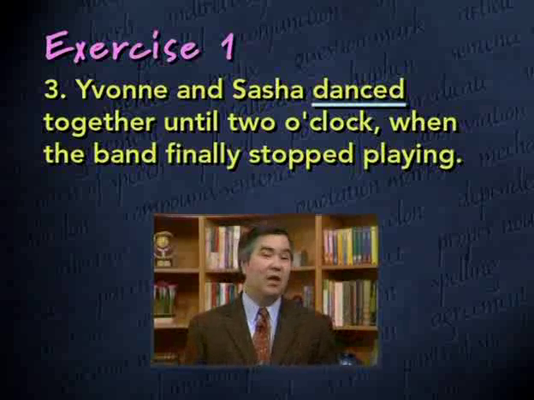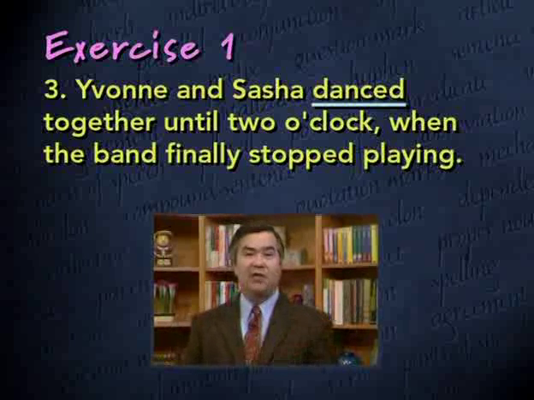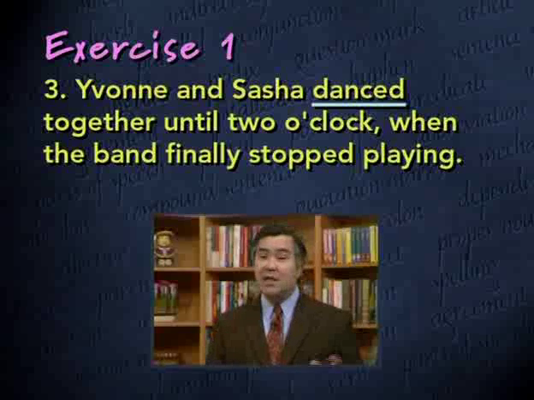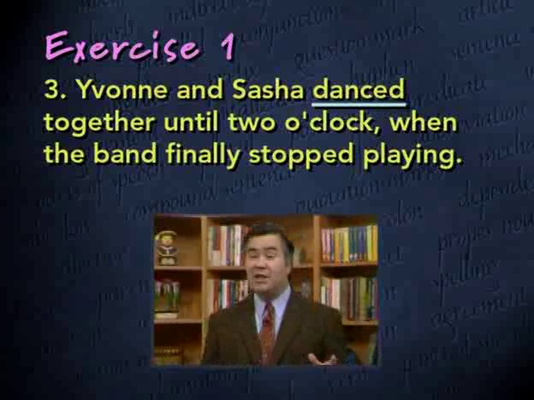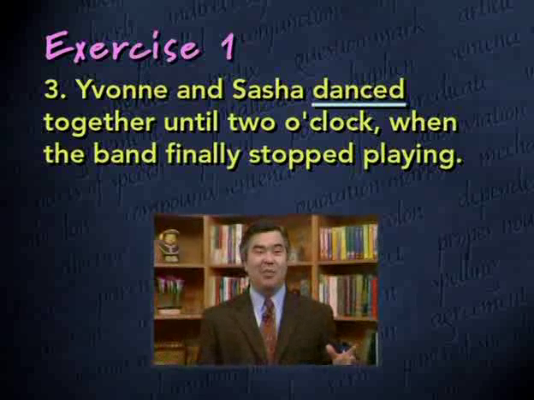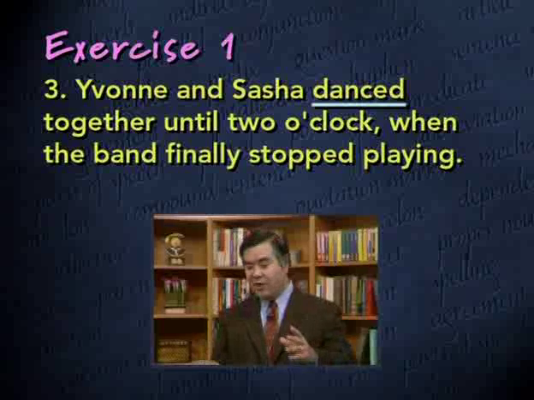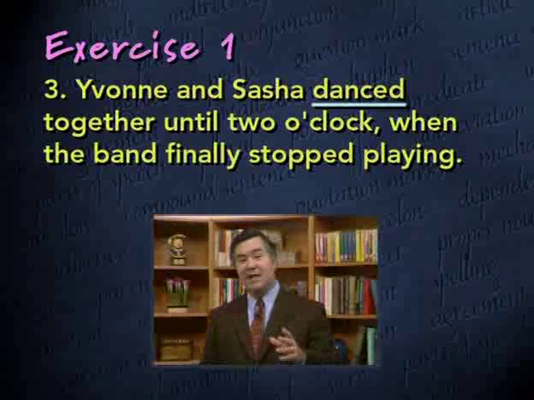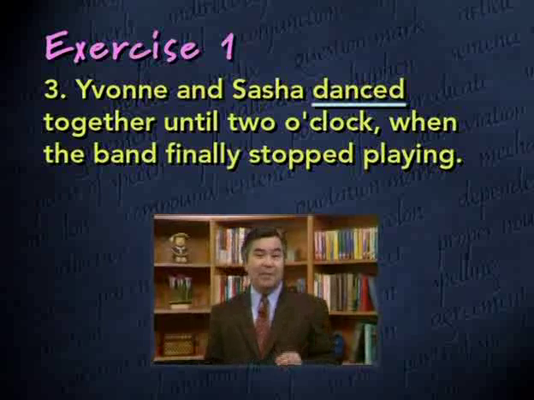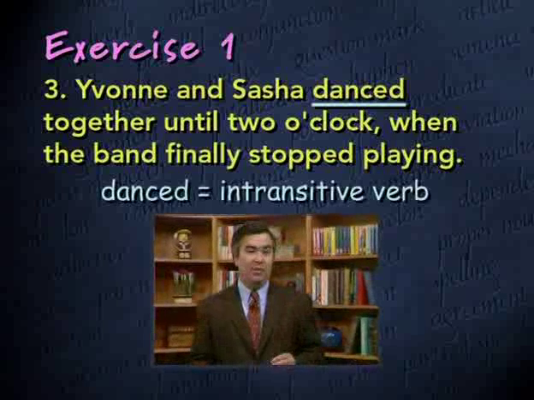And until 2 o'clock is a prepositional phrase that also gives us more information about how they danced. Neither one, however, is an object, and neither one is being linked to Ivan and Sasha. Neither one tells us what Ivan and Sasha were. Therefore, the verb danced, in this case, doesn't have an object, and it's not being used as a linking verb. It is an intransitive verb.